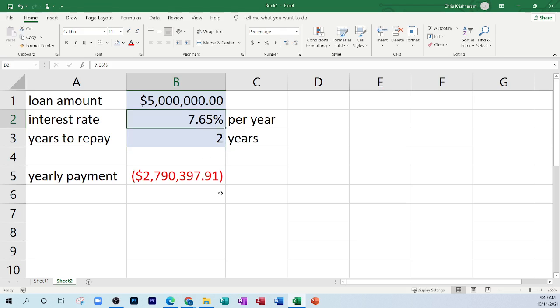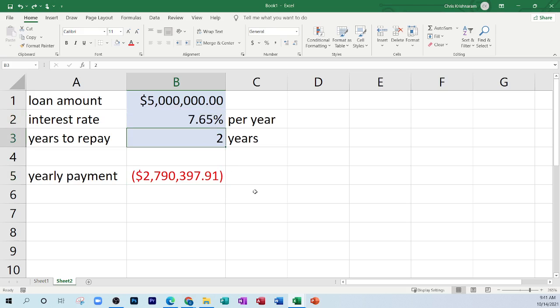If we remove this interest rate and put 0, you can notice we have 2.5, because half of 5 million is 2.5 million. But notice we're going to get additional money here because of that interest rate. So we can see that we're basically paying a difference of 290,000 in that 1 year period based on this 7% interest.